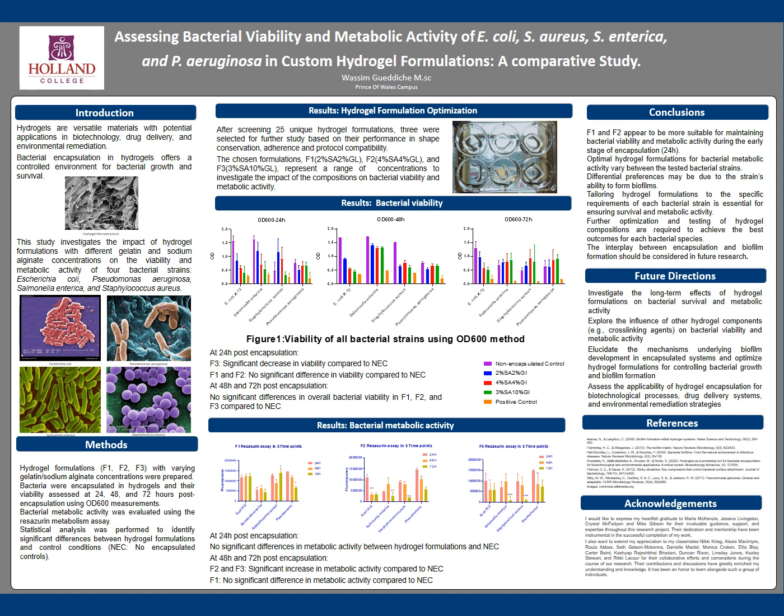These three formulations, F1, F2, and F3, had varying gelatin and sodium alginate concentrations, respectively: 2% sodium alginate, 2% gelatin for F1; 4% sodium alginate, 4% gelatin for F2; and 3% sodium alginate, 10% gelatin for F3.